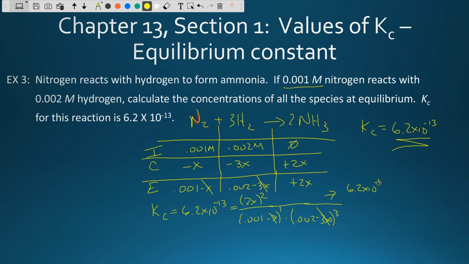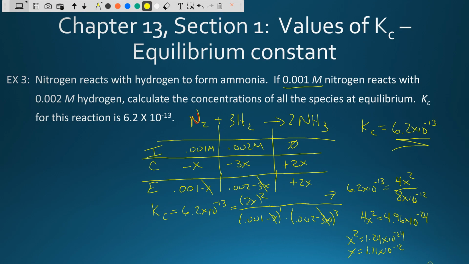6.2 times 10 to the negative 13, that's my K value, equals 4x squared over 8 times 10 to the negative 12. So if I do that, I'm going to multiply both sides by 8 times 10 to the negative 12. That's going to give me my 4x squared by itself. 4x squared is going to equal 4.96 times 10 to the negative 24th. If I divide both sides by 4, x squared is 1.24 times 10 to the negative 24. And my x value then ends up being 1.11 times 10 to the negative 12th.